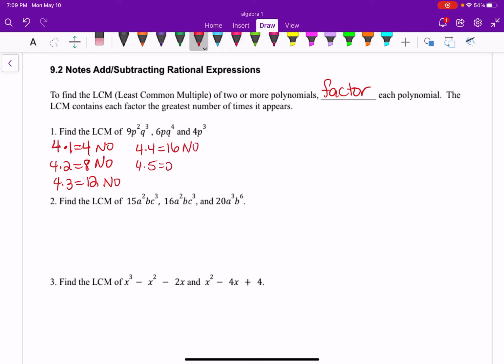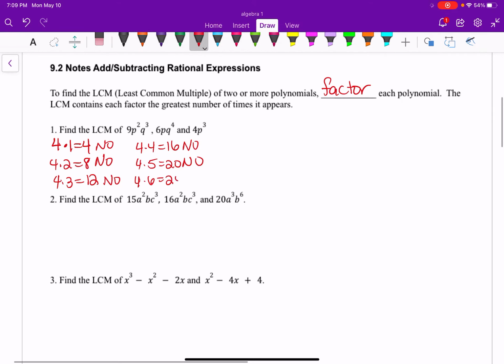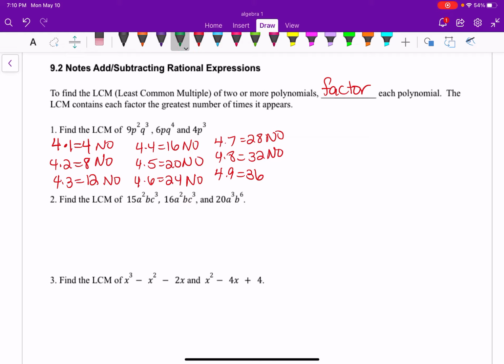4 times 5 is 20. Nope, neither 9 nor 6 go into that. 4 times 6 is 24. Oh, look, 6 goes into that, but 9 doesn't. 4 times 7 is 28. Nope. 4 times 8, and if you're better at numeracy skills, you're not going to have to write this all out, is 32? No. But 4 times 9 is 36. Yes, 6 goes into that, 9 goes into that, and 4 goes into that. So that's going to be our least common multiple in just the number. So that would be 36.